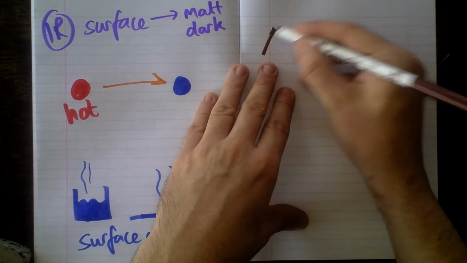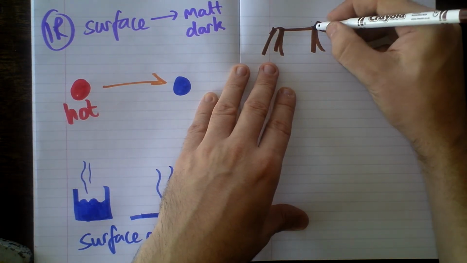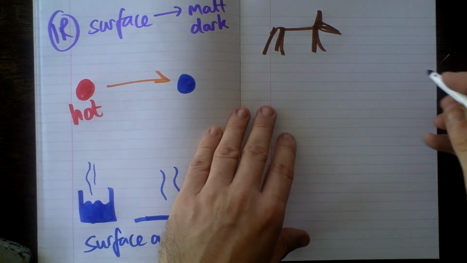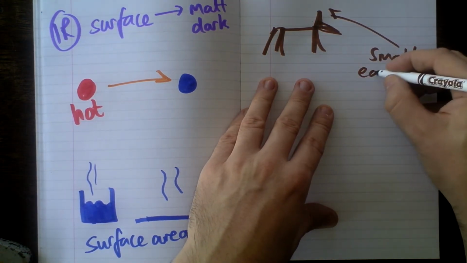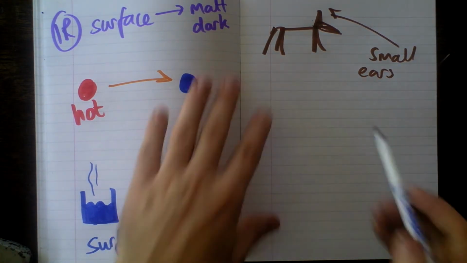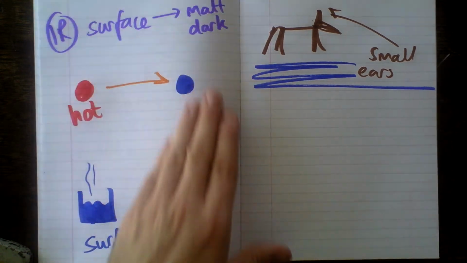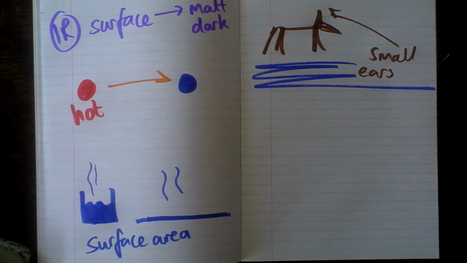If you imagine I have a fox, which of course has ears, you'll find that in cold environments, small ears are really, really useful because small ears have a small surface area, which means that they're going to lose heat far more slowly. So in a cold environment, you will find these lovely small ears. So you look at an Arctic fox, you will see tiny, tiny ears, very, very small surface area.